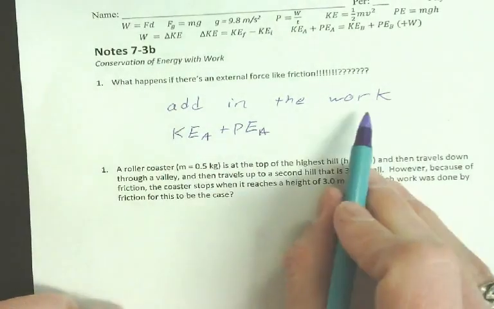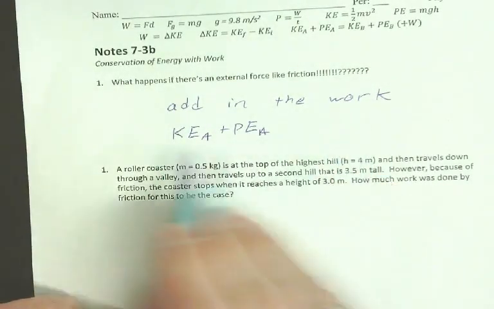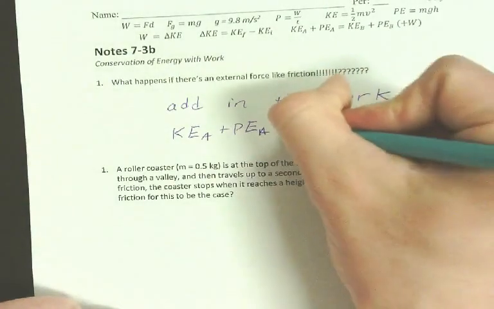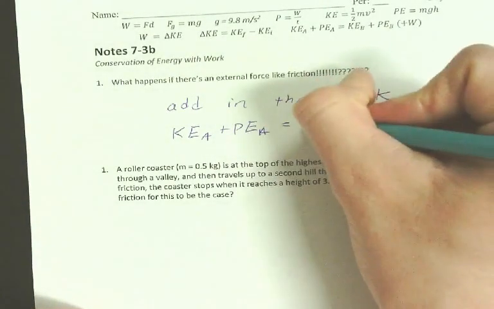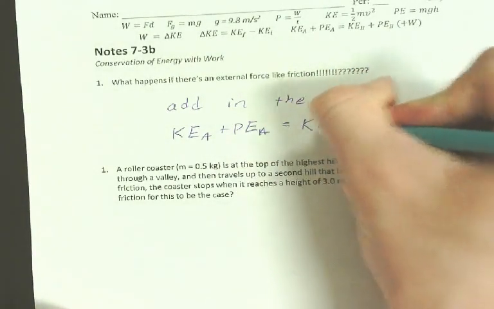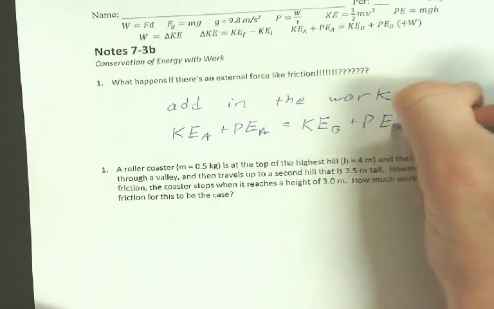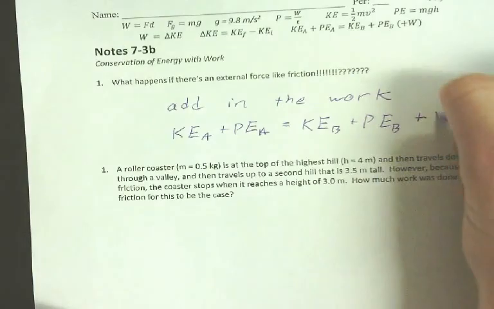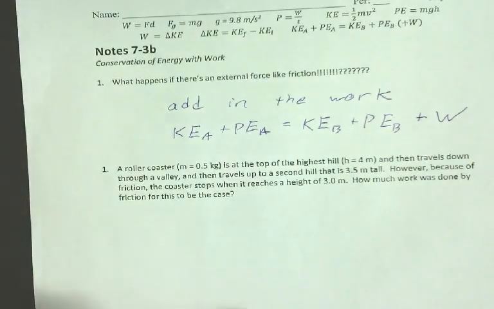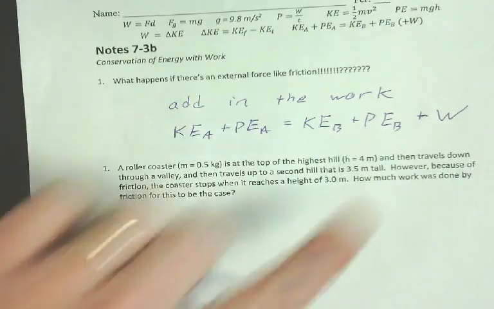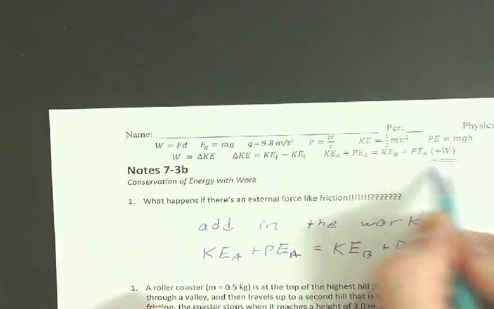So we're going to add in the work if there's an external force like friction. So the kinetic at A plus the potential at A equals the kinetic at B plus the potential at B plus work. That's it. You just add the work to the equation. And you'll notice that I did include that in the equation up here.